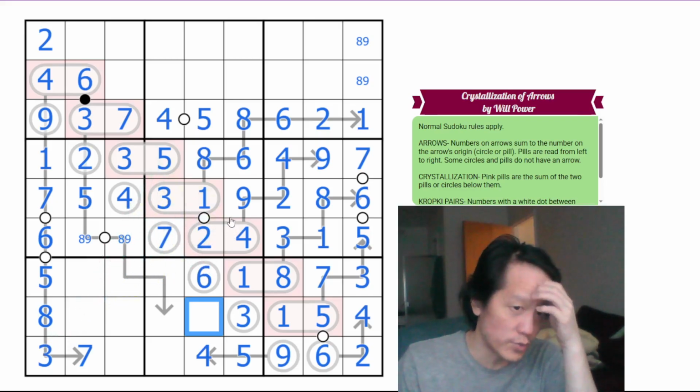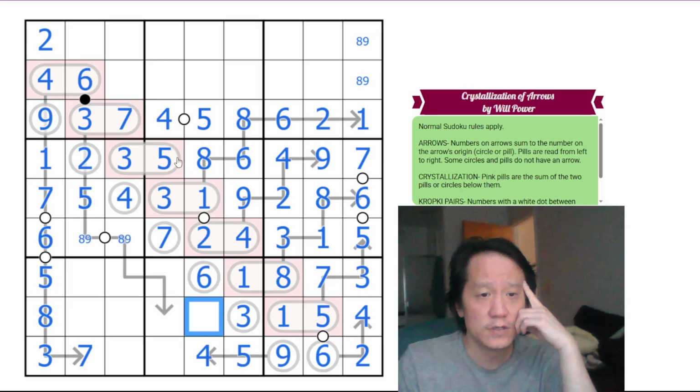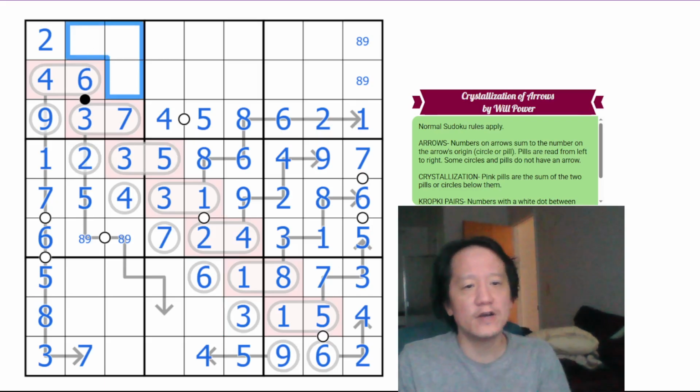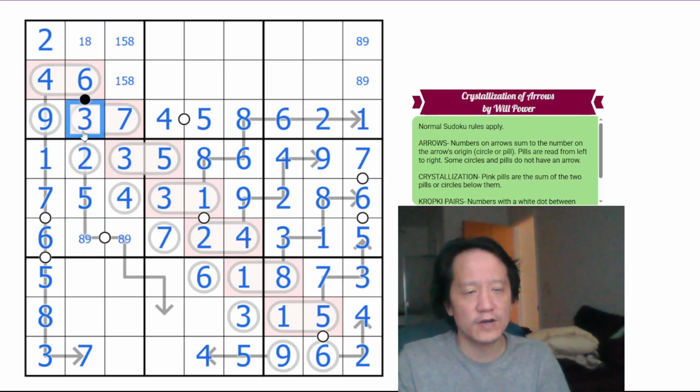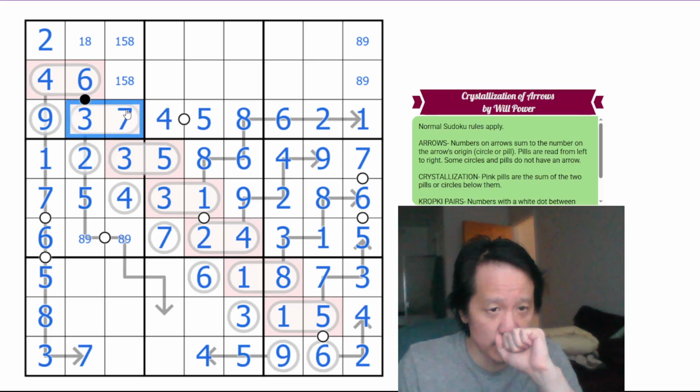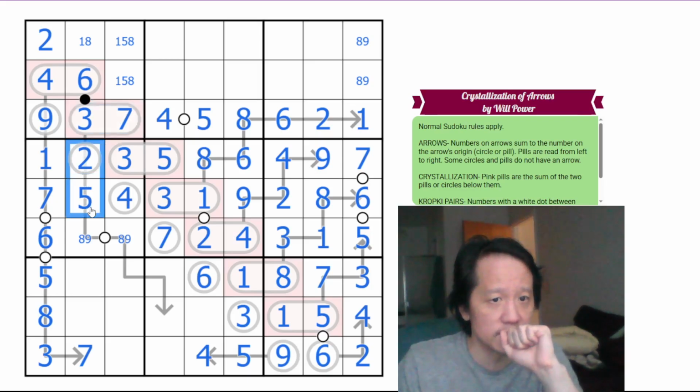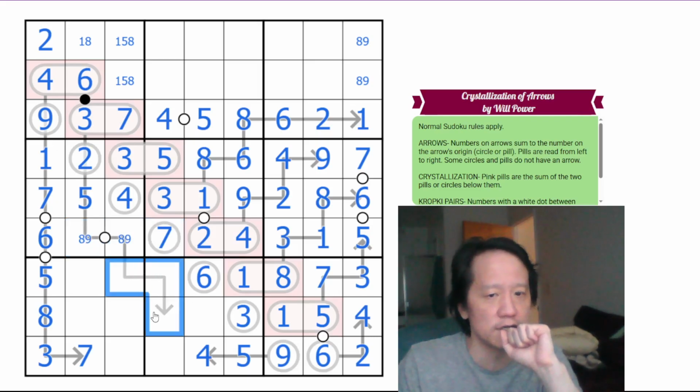We celebrate because we know we're getting close to solving this. We have 1, 5, and 8 remaining in box 1, and this can't be 5 because of the 5 in the column. This adds up to 37. 2 and 5 is 7, so 30 minus 17 is 13.